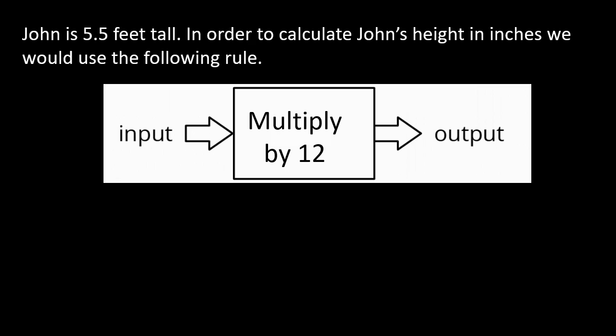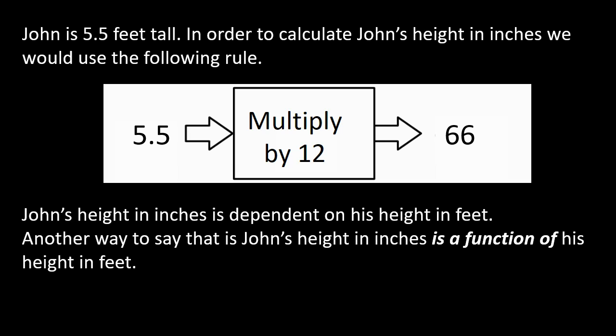The function rule would be we would take the input in feet, multiply it by 12 because there are 12 inches in every foot, and then we would get the output in inches. So we input 5.5, multiply it by 12, and we get 66. John's height in inches is dependent on his height in feet. Another way to say that is John's height in inches is a function of his height in feet.